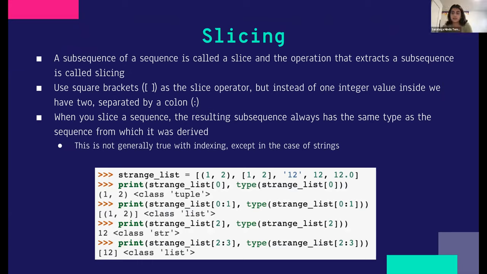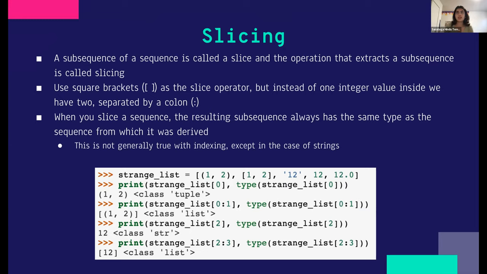Okay, so now we're going to go over slicing. When we have a list and we want to take specific values from that list, or a range of values from that list, we can do something called slicing. Slicing is a subsequence of a sequence, which is called a slice. Whatever range of values that is, that's a slice of that list or tuple or whatever it is. And we use square brackets as the operator.